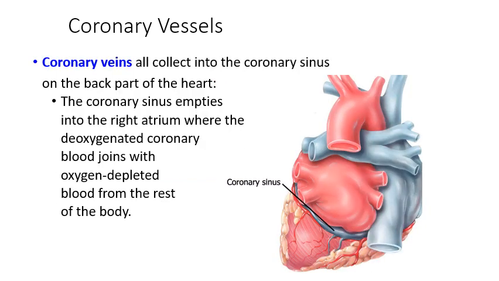All right, so on the way out now, after we delivered that fresh oxygenated blood to the heart muscle itself, that heart muscle then uses the oxygen, produces carbon dioxide, and now we've got oxygen-poor blood. That oxygen-poor blood is going to be drained from the heart muscle through coronary veins. All of those coronary veins will then coalesce into one large vessel called the coronary sinus, and the coronary sinus then empties that deoxygenated blood back into the right atrium.